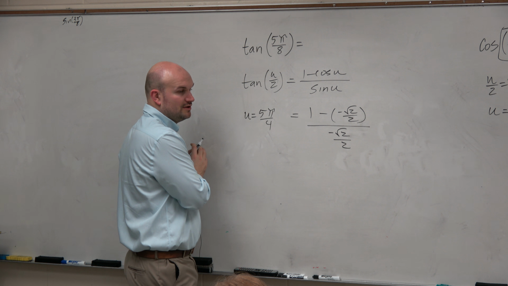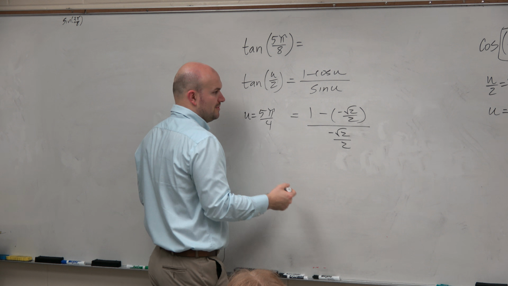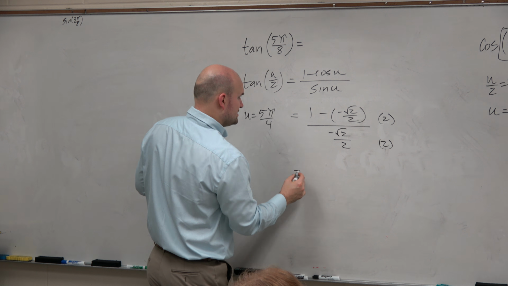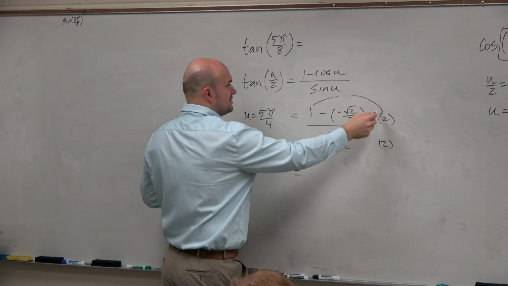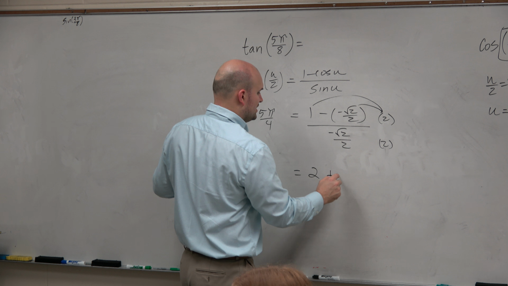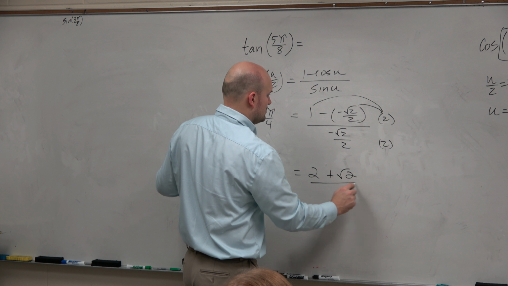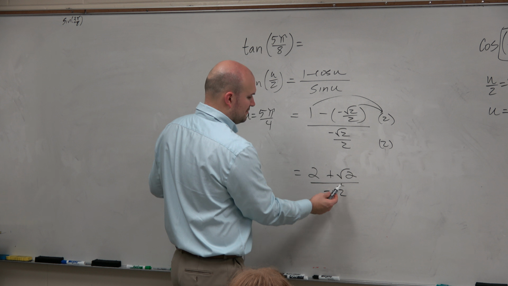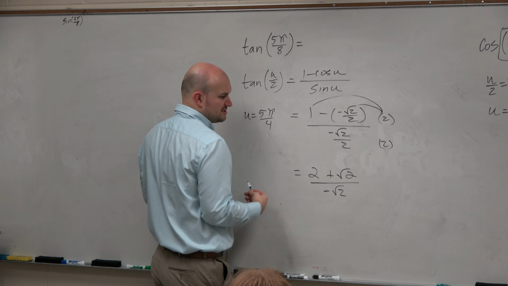And then, guys, we can just go ahead and simplify this a little bit. We can multiply everything on the top by 2 over 2. And in this case, make sure you distribute, though. That's another big mistake students forget. So therefore, we have 2 plus the square root of 2 all over negative square root of 2. I could throw this negative out in front, but I'll just leave it.